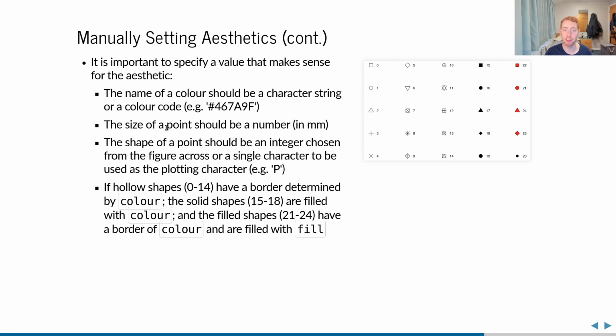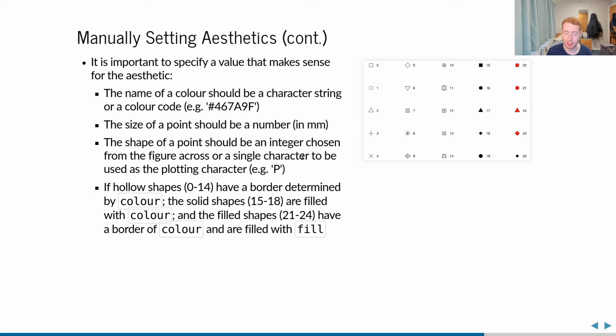If we're mapping something to the size of a point, then we can use a number. That's going to be the size of the points in millimeters. If we're mapping to the shape of a point, then we can use an integer. That's going to choose something from this table across here. So we could use 17 for a solid triangle, 2 for a hollow triangle. Or we can use a single character. So say we used the character in quotes P, all of our data points will be the letter P.